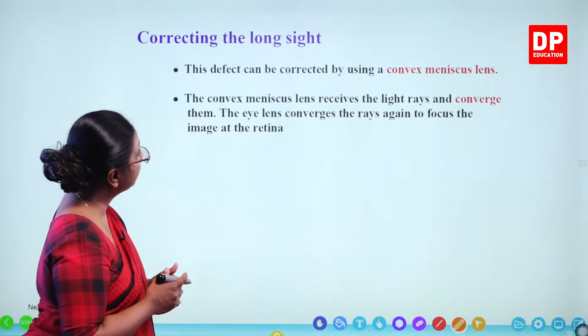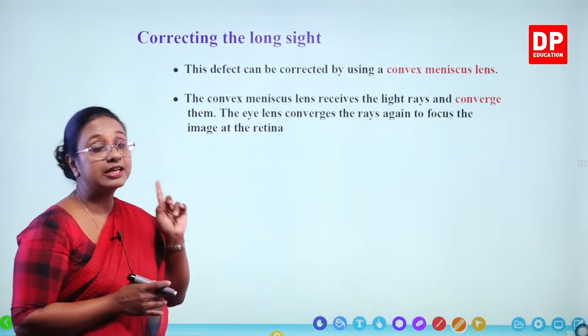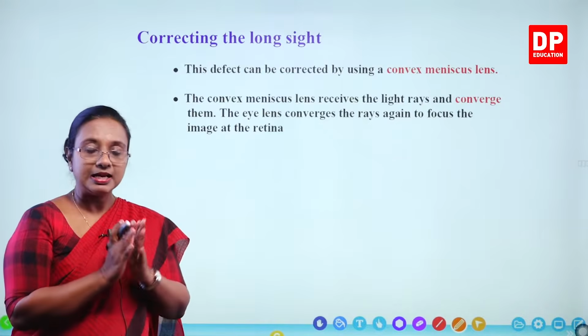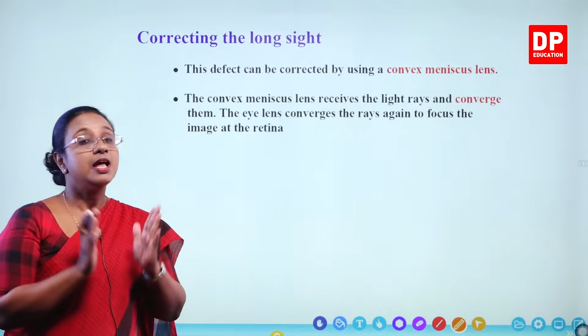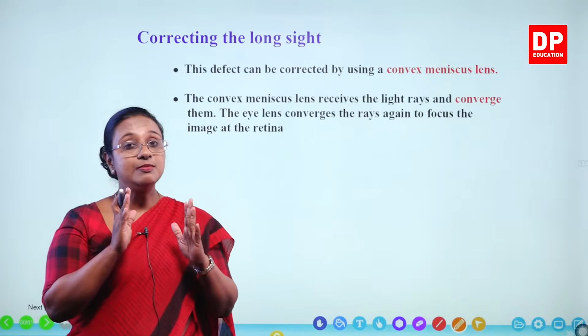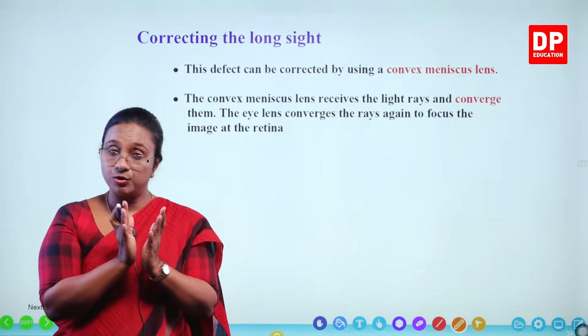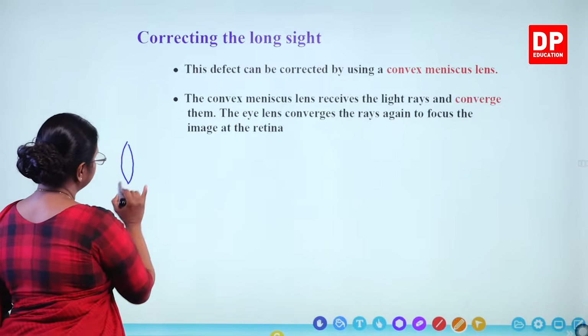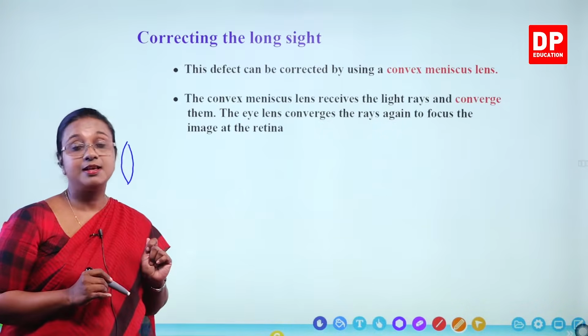This defect can be corrected by using a convex meniscus lens. I told you all about the convex meniscus lens. Now you all have seen lenses in the lab. When we say convex lens, they are curved outwards. So normally you all know the shape is like this. So this is a biconvex lens.